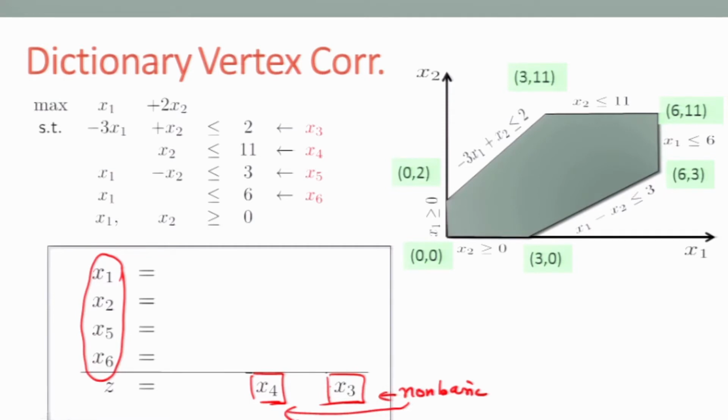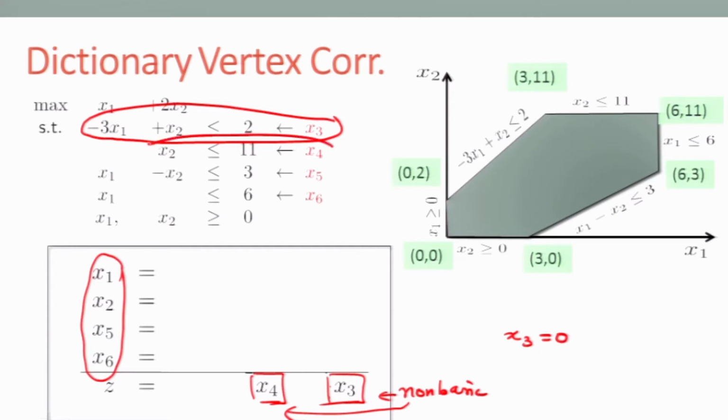Let me now go back and geometrically interpret this. What is x3? x3 is going to be this constraint, and the dictionary says let's set x3 to 0. That's what the dictionary is telling you. x4 is going to be this constraint, and the dictionary says x4 equals 0. So what does this mean? We are setting slack equals 0. When we set slack equals 0, what does it mean about the constraint?